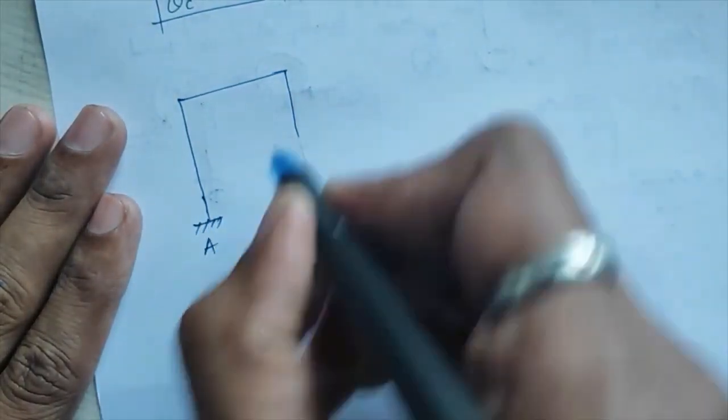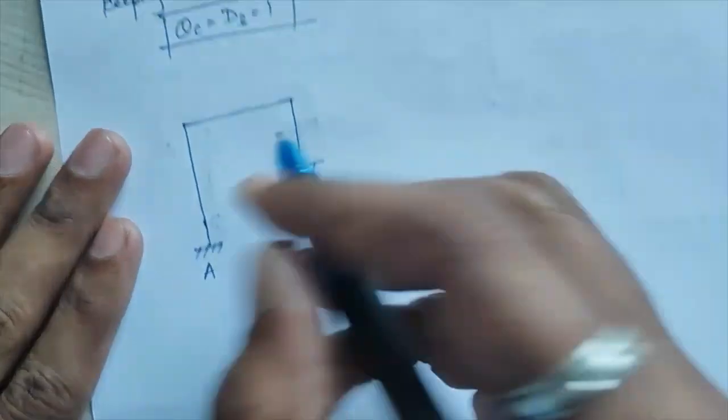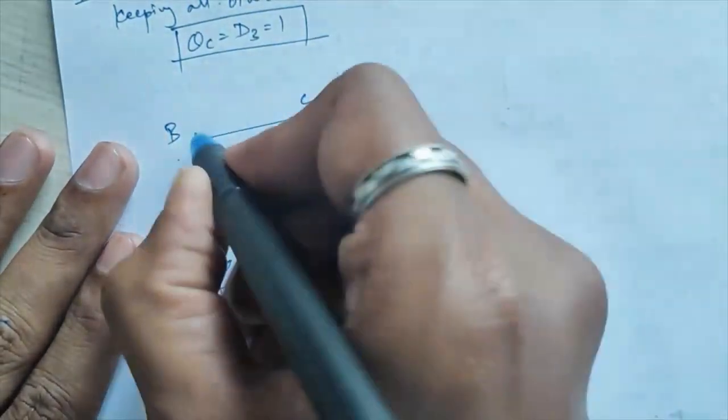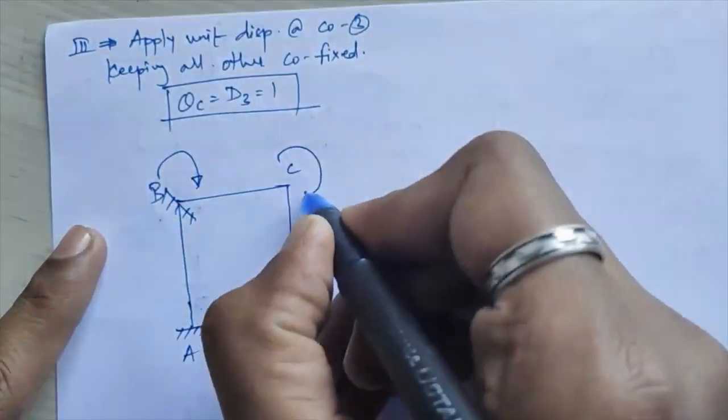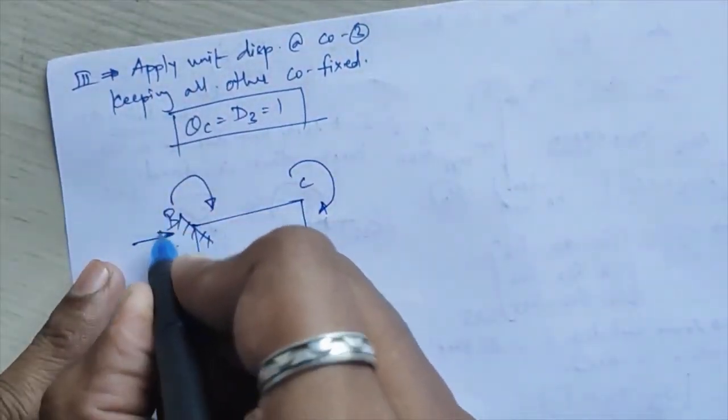Joint A is already fixed, joint D is also fixed here. Here you are having joint B and joint C. B is also fixed here. Now I'll mark the stiffness coefficient at the first coordinate, second coordinate, and third coordinate.